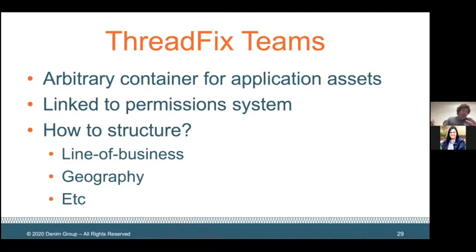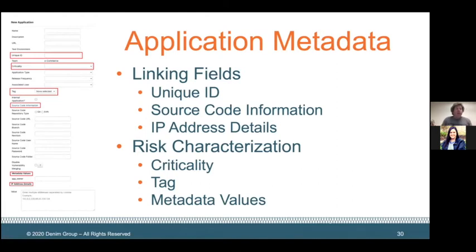But at the top level, typically you're looking at chunking things out into different teams. Now, if we look at an individual application in ThreadFix, on the left of the screen here, we see when you create a new application, here's all the stuff that you can input. And there's a couple of these fields that I think are of particular interest when we look at saying, well, I'm going to manage all of my application assets inside of ThreadFix.